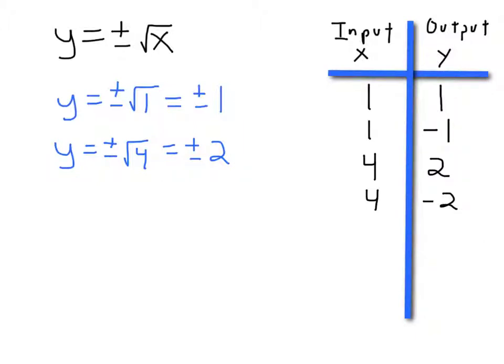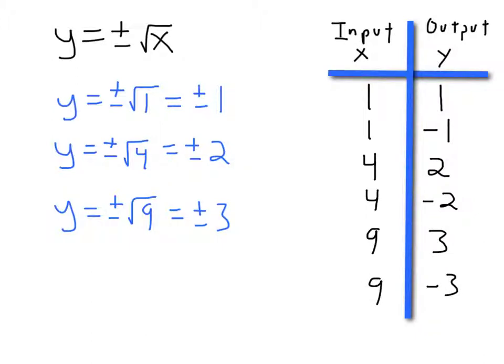Let's try one more. This time let's use an input of 9. In this case, y would equal the positive or the negative square root of 9, or positive or negative 3. So this tells us that the output could either be 3 or it could be negative 3.